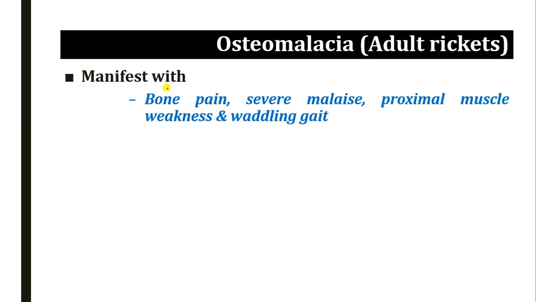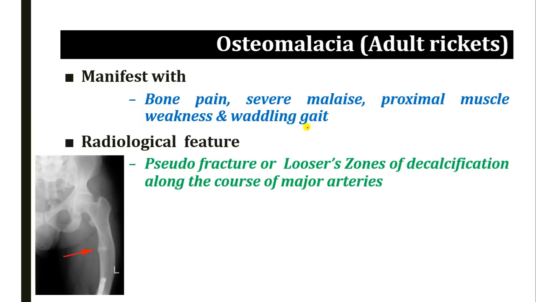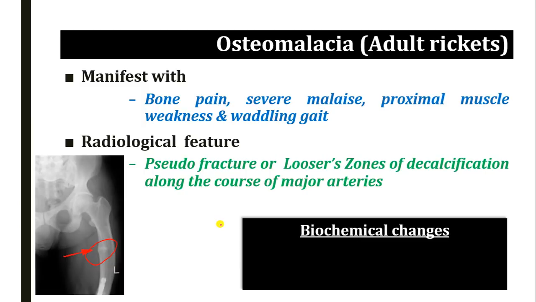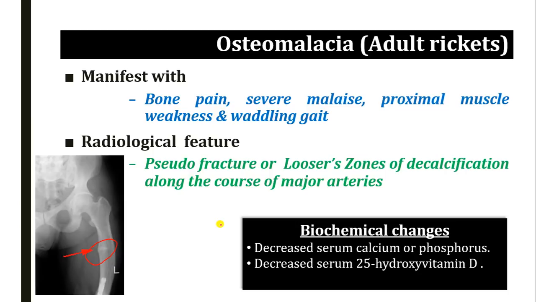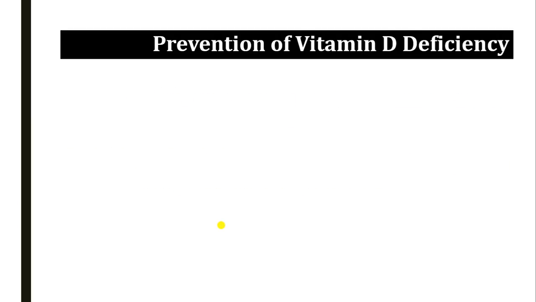Osteomalacia patients usually manifest with bone pain, severe malaise, proximal muscle weakness and a waddling gait. Radiologically we can see pseudo fractures, or what we can say Looser's zones of decalcification, along with the course of major arteries. Biochemical changes: there is decreased serum calcium and phosphorus level, decreased vitamin D, that is 25-hydroxycholecalciferol, and increased level of alkaline phosphatase as well as parathyroid hormone.